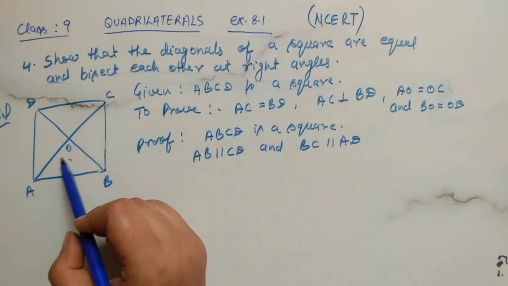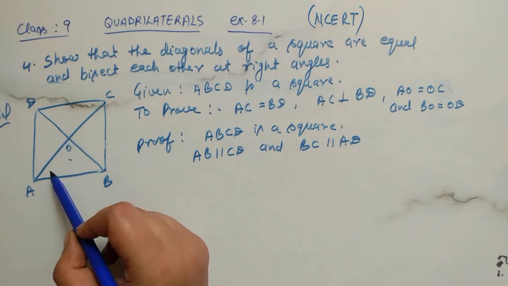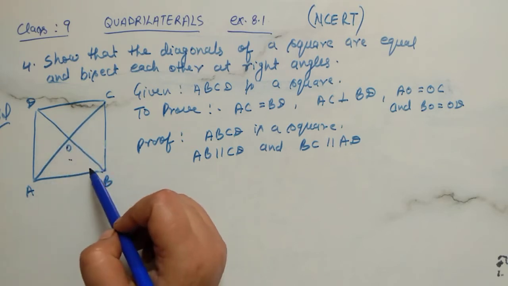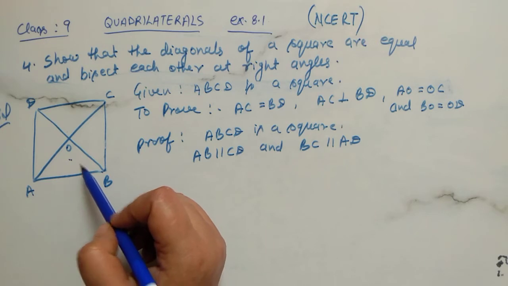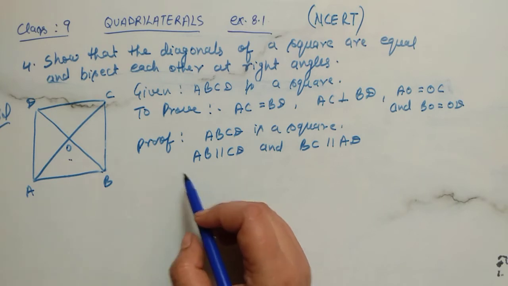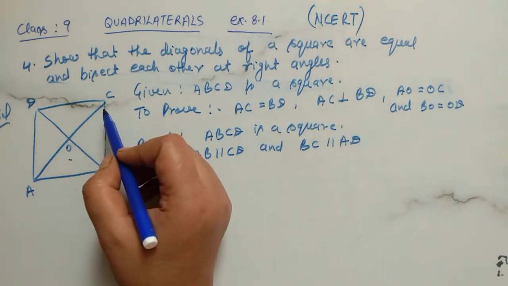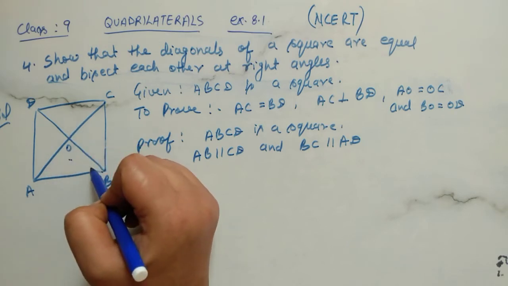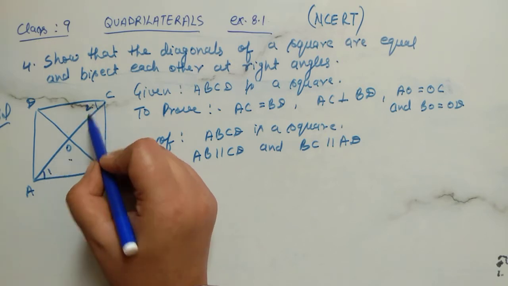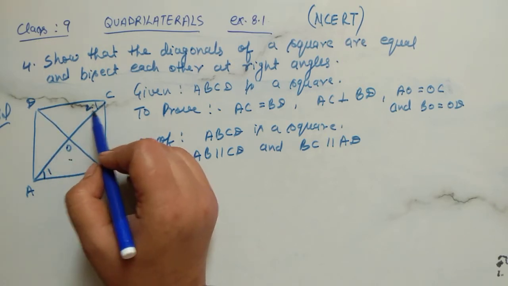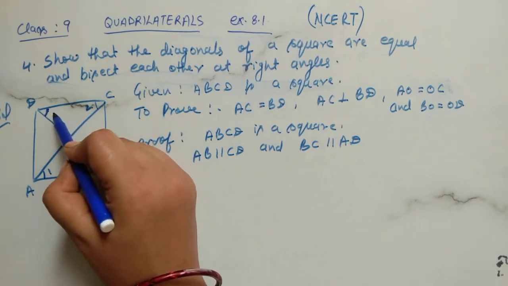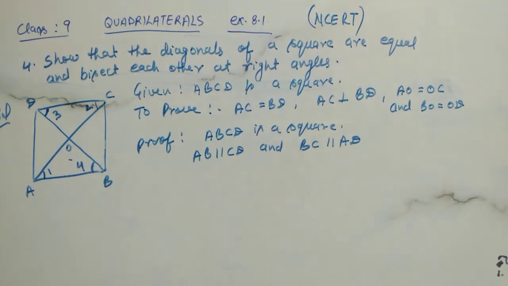In these two triangles, a few things we need. For angles, if these two lines are parallel and this one is the transversal line, then we can prove that alternate interior angles are equal. If we take AB and DC as parallel lines and AC as transversal, then these two are the alternate interior angles. And if we take AB and CD as parallel lines and BD as the transversal, then these two are the alternate interior angles which are equal.